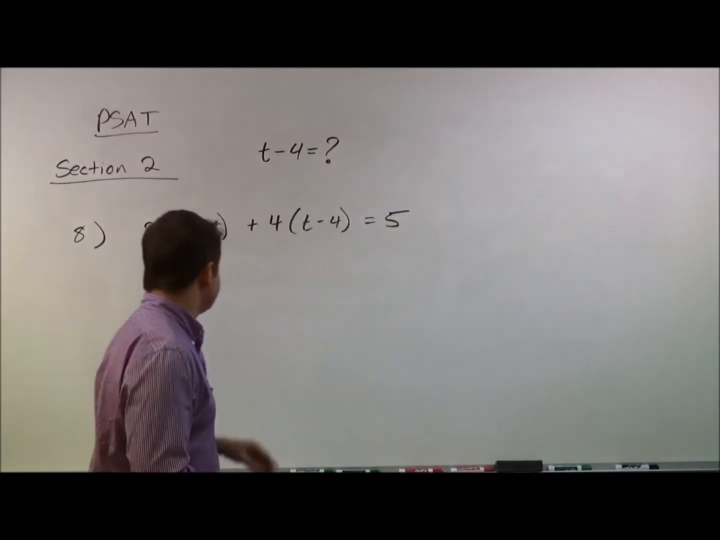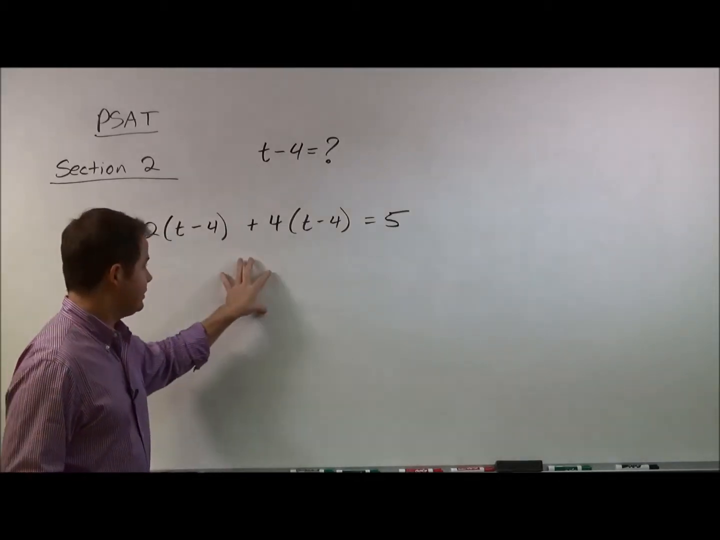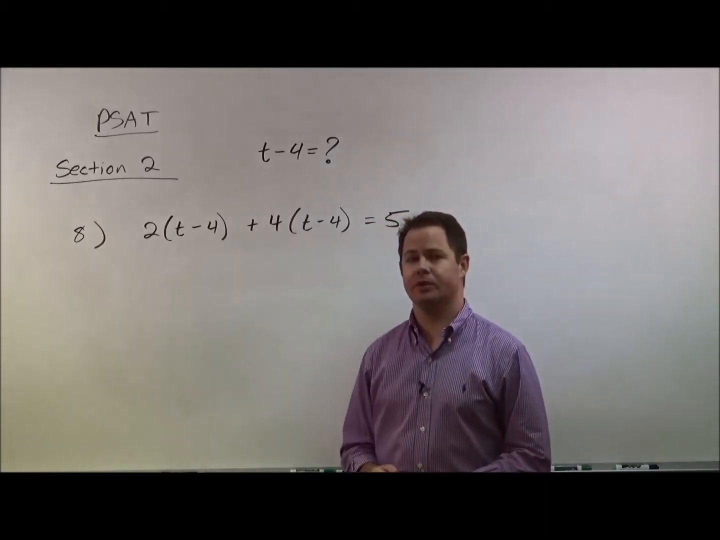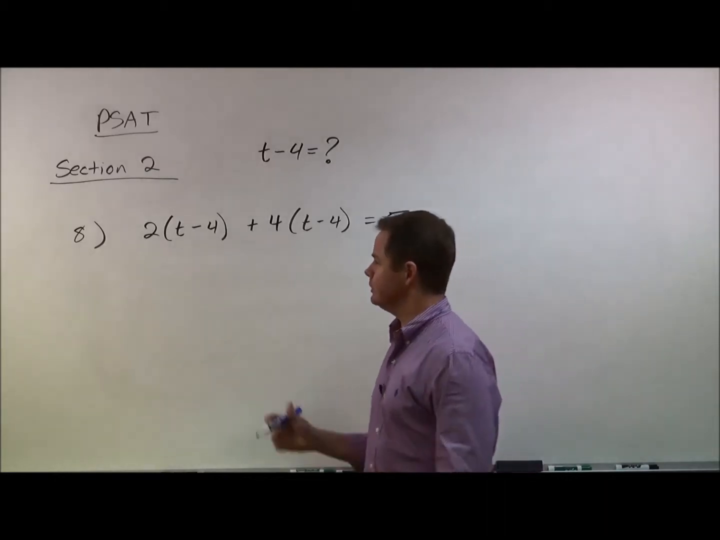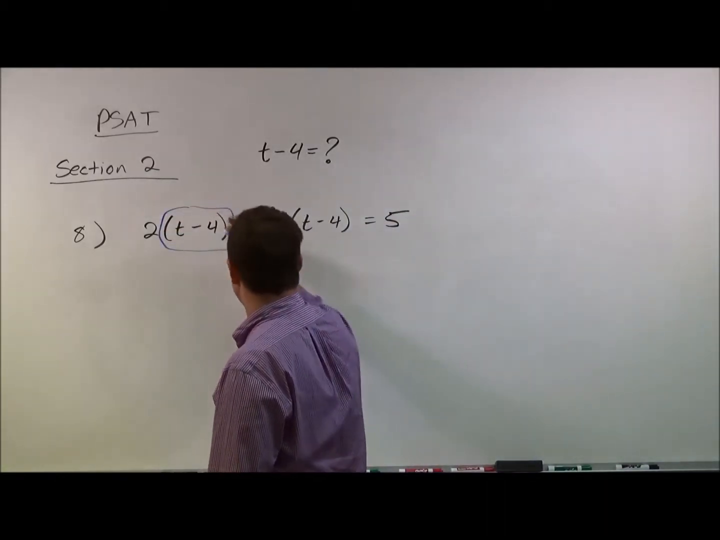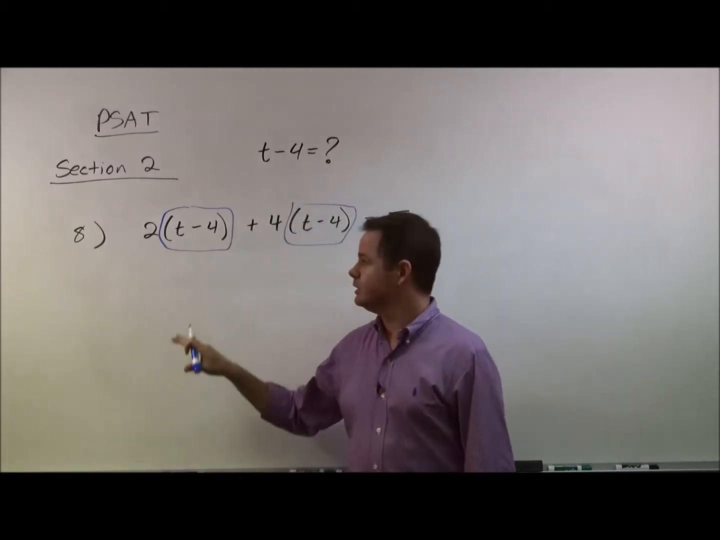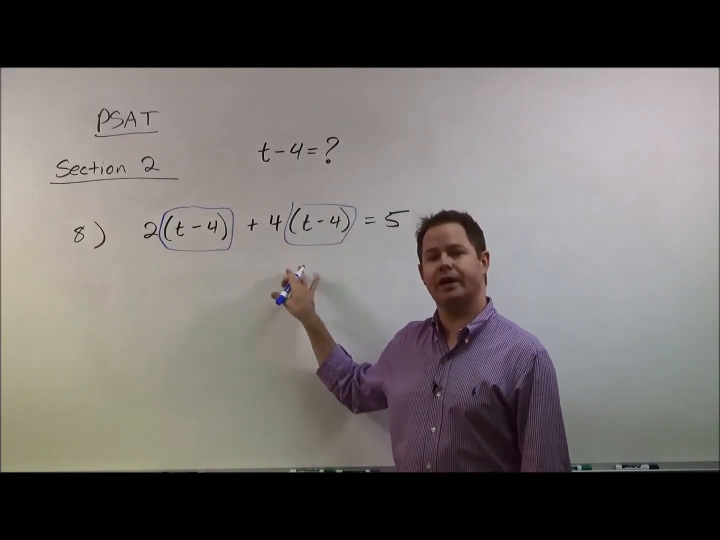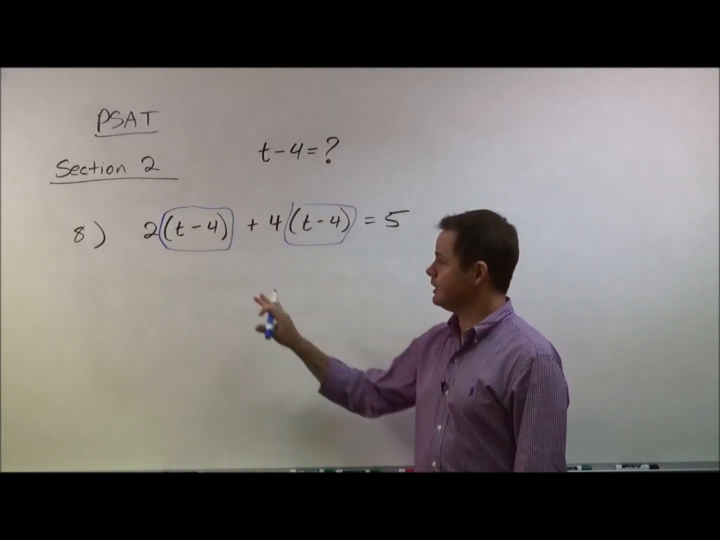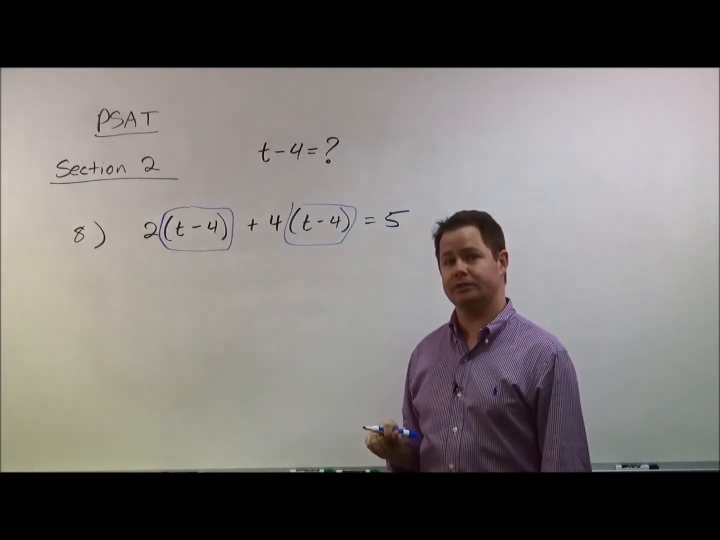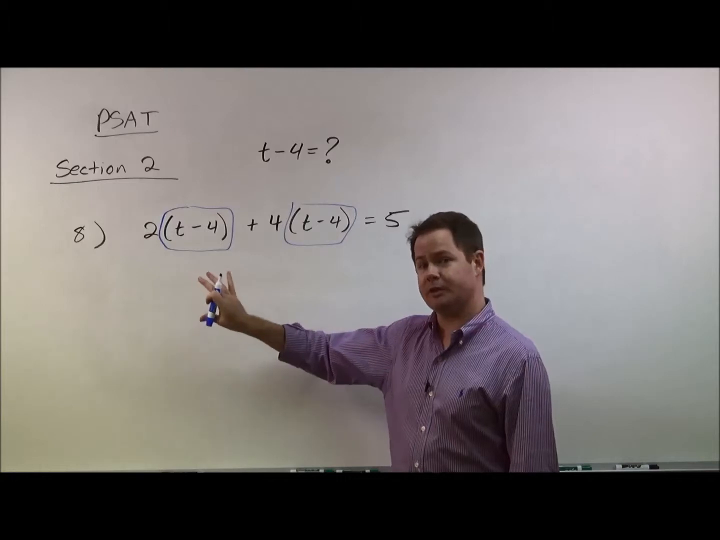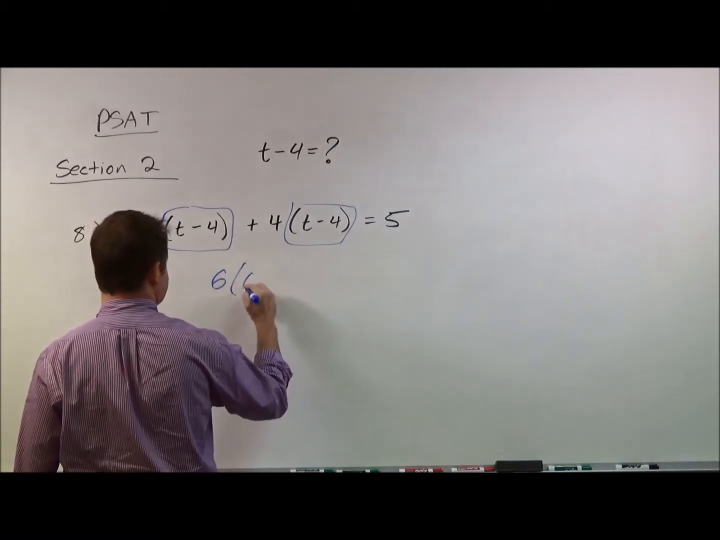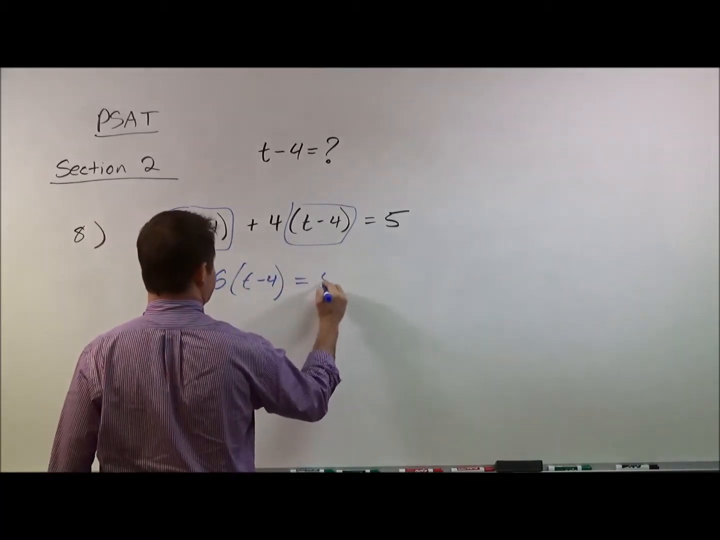All right. So from this original equation, we have 2 times the quantity t minus 4 plus 4 times the quantity t minus 4. What's really helpful for us to notice is that these are like terms. 2 times t minus 4 and 4 times t minus 4, it's the same thing as if it said 2x plus 4x. Since they are like terms, we can add together those coefficients, which actually helps us simplify this problem immensely right off the bat. So here, if you add those together, you would get 6 times the quantity t minus 4 equals 5.